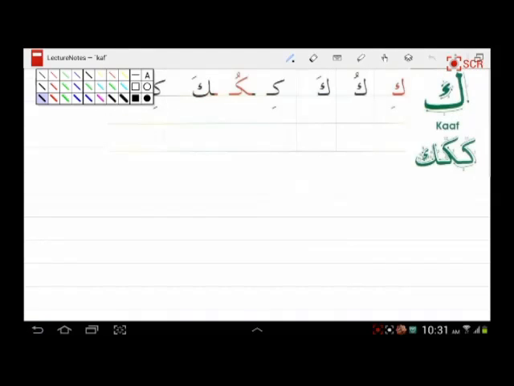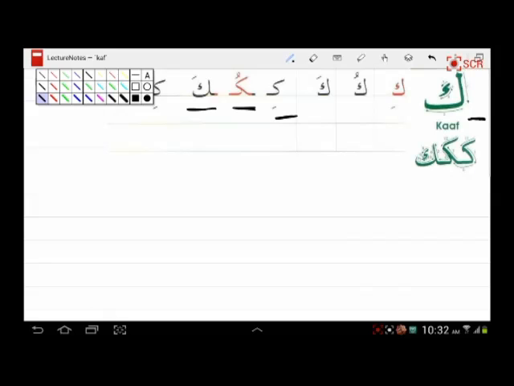So the following letter is kaf. Kaf, that's the main form. Nice and easy, like K in English, exactly. And that's the initial, middle, and final. If you notice, the initial and middle look quite different than the main and the final form. So now let's see. The main form is actually very easy.